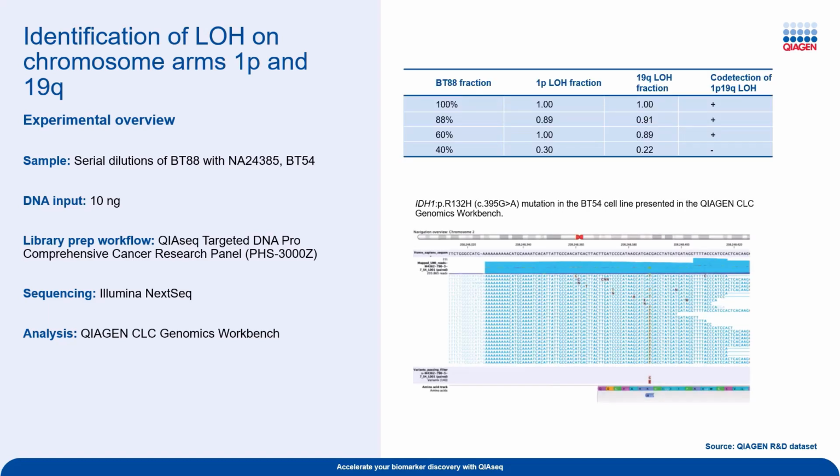As you can see in the table on the top, we can detect LOH for 1p and 19q at tumor purities as low as 60%. And as you can see in the figure below, we're also successful in detecting the IDH1 hotspot mutation at the residue 132.